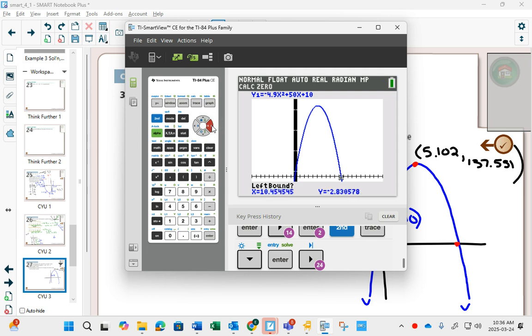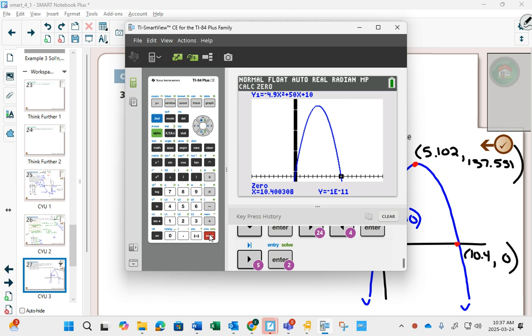Again, it says go to the left side. So go somewhere to the left, push enter, it draws a line. Is my line to the left of the x-intercept? It is. Then go to the right side. So I'm going to move my cursor past, push enter, it draws a line to the right side. Is my x-intercept between those two lines? It is. I push enter again. And it happens at 10.4.